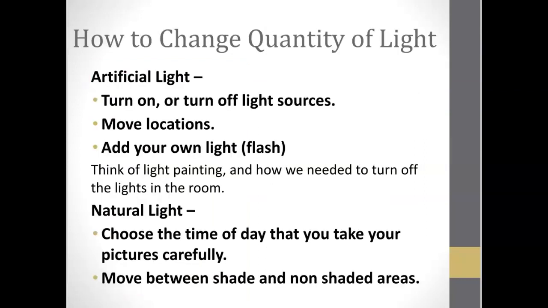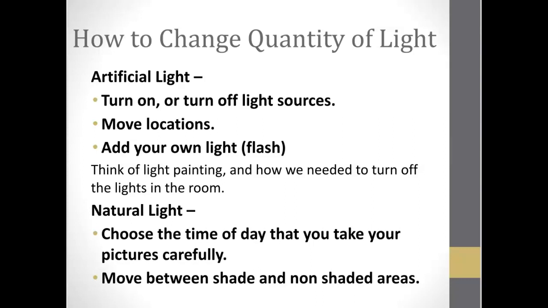Some of these are pretty straightforward, but how can you change the quantity of light? With artificial light, you can simply turn it on or off. You can move locations, so even if you're in a situation where there's a light in a room, if you move further away from the light, you're going to make the quantity less. Or you can even add your own light in, like the flash on the camera. So think about how, if we're doing something like light painting, how you have to have the room be dark. So we'd be turning those lights off so the quantity of light is 0 in the room, and we're only using our own lights within that situation.